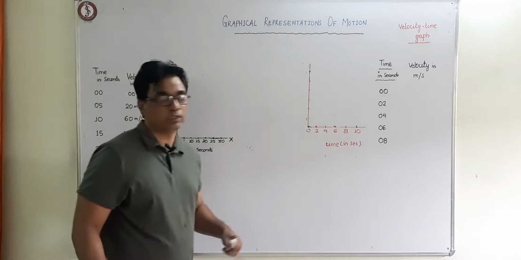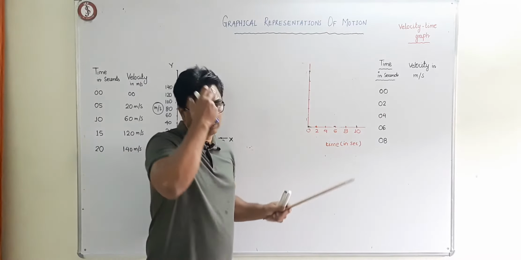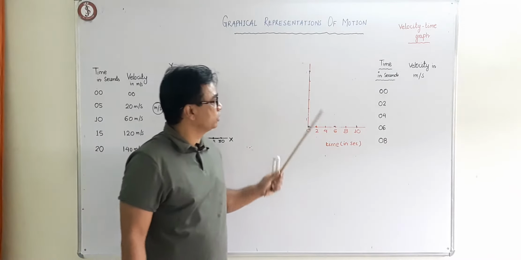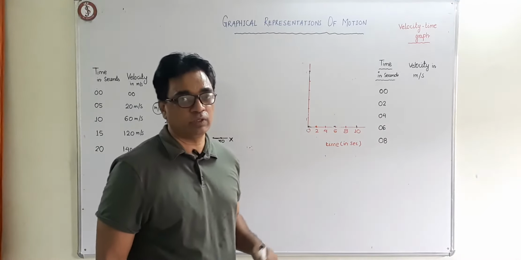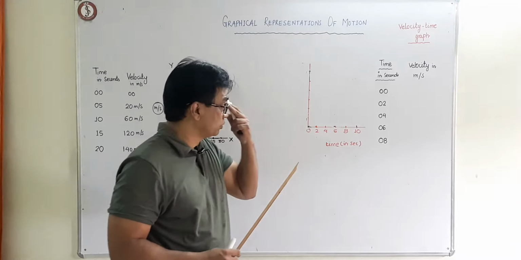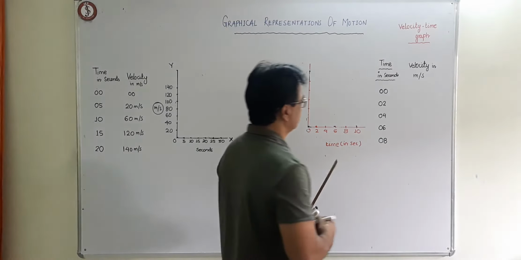As we are studying graphical representation of motion, now we have to see a new type of graph. We studied the distance time graph. Now we are going to study the velocity time graph. So I put some values over here.